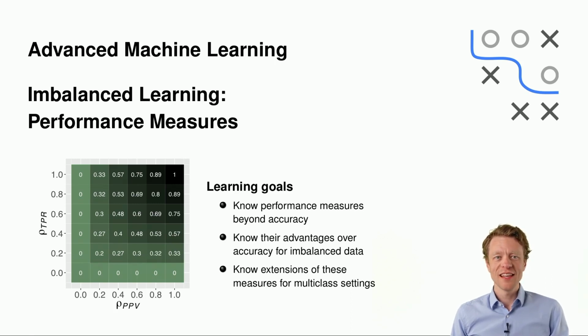I'm Ludwig Botemann, and in this video I will talk to you about performance measures, especially for imbalanced learning. In the end, you should know some performance measures beyond accuracy, since you already know that accuracy is not really perfect for imbalanced data. You should know the advantages of these performance measures over accuracy for imbalanced data, and you should know some extensions of these measures for multi-class settings.